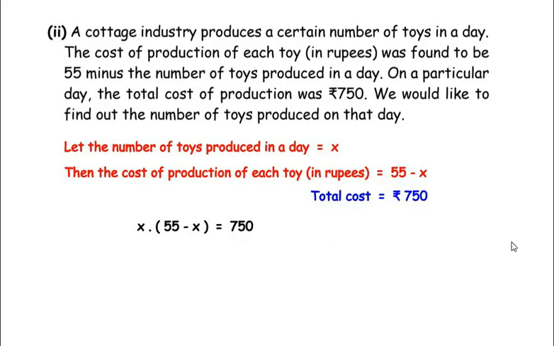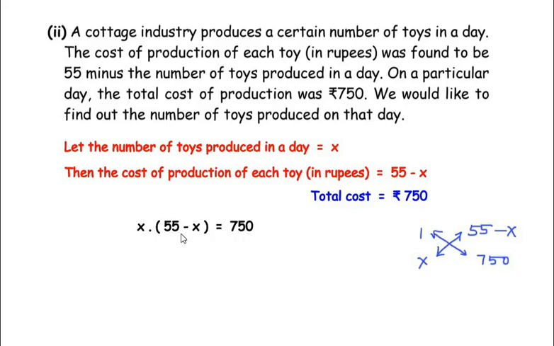Now here, to get this equation, you can use cross multiplication method. That is, to produce one toy, the cost of production was 55 minus x. Now total number of toys they are going to produce is x, and the total cost of production was 750. So on this side we have the cost, and on this side we have the number of toys. So once you get this relationship, we are going to use the cross multiplication. That is, x multiplies with 55 minus x. That is what we have written over here. And that will be equal to, now 1 multiplies with 750, giving us 750.